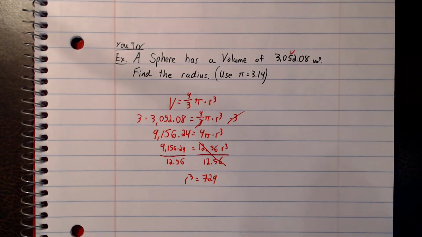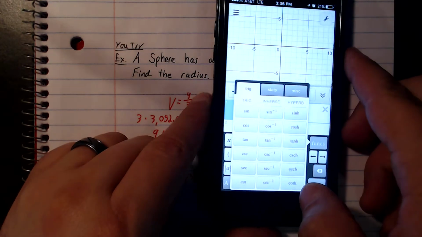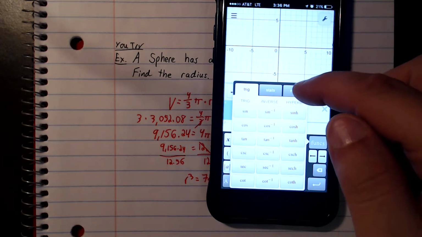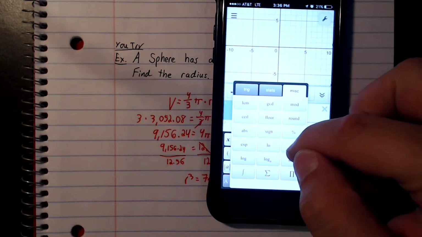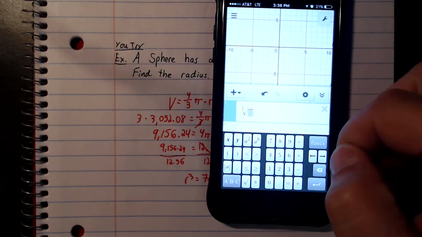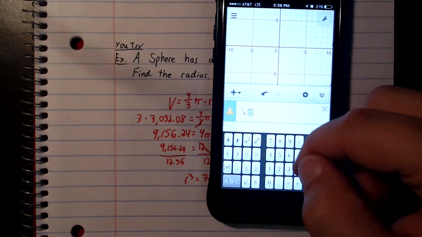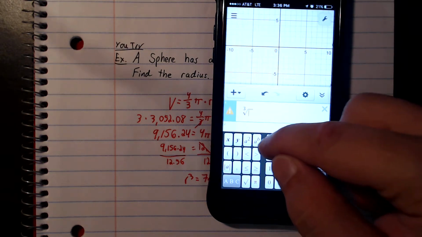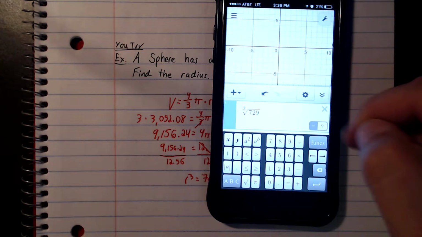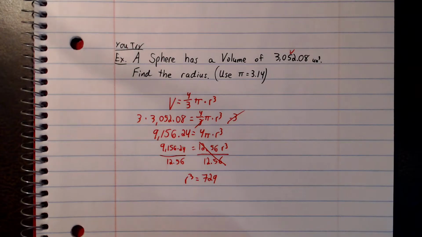If you have a calculator that can handle that for you, it makes life way easier. On decimals, I can show you. Click on Functions, Miscellaneous. Oops, yep. And then here you have n root. It's flashing. You want cube root, so you type in a 3, and then 729. And it tells you the cube root is 9.